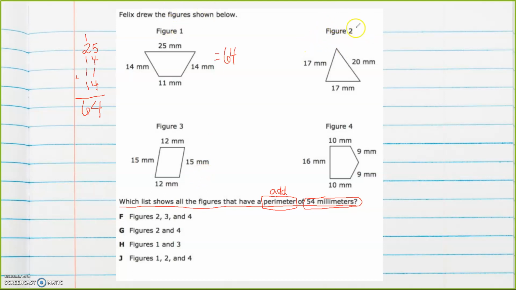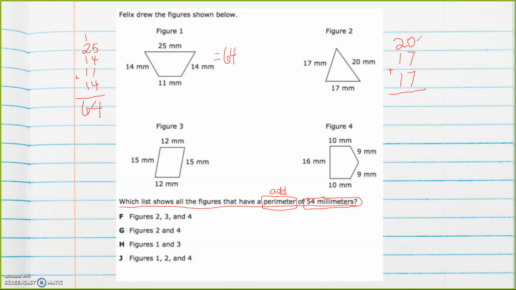Now I'm going to add figure 2. I have 20, 17, and 17. Remember, pause the video anytime you need to try to catch up. So right here, if you need to pause the video to write your numbers, pause the video and press play whenever you're ready. That's a very important thing to do when we're going through these video lessons.